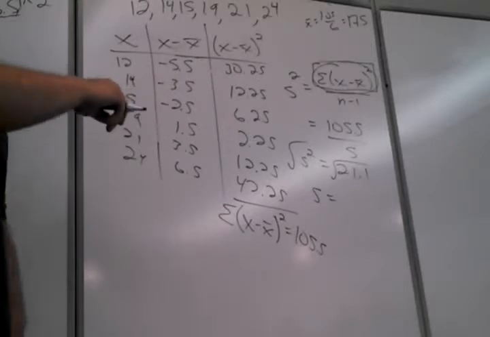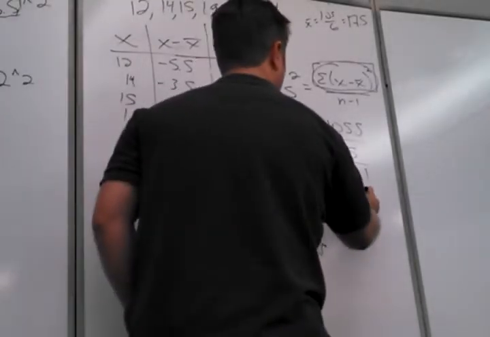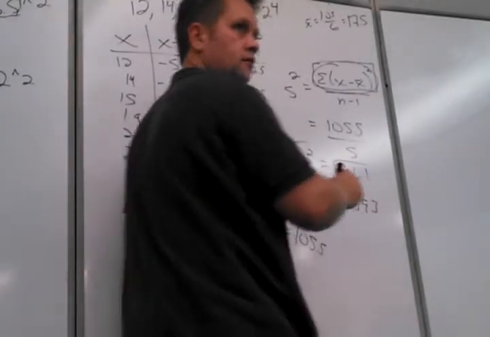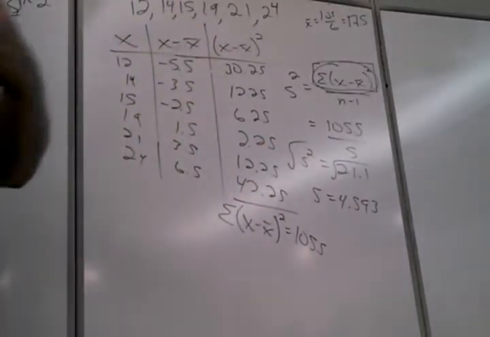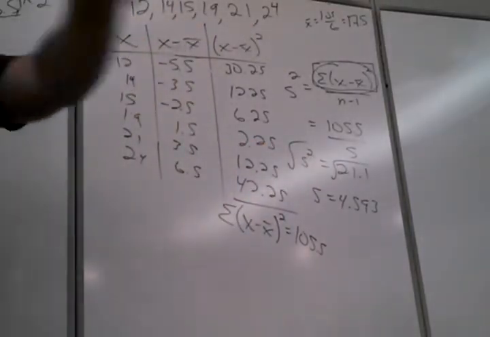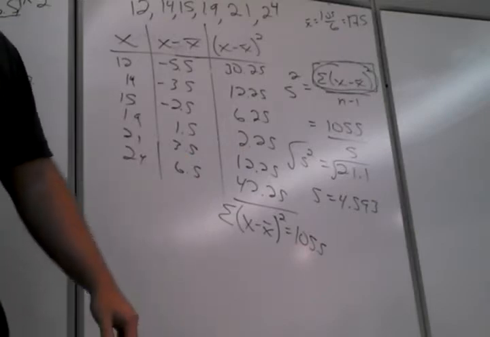Oh, 4.593 standard deviations. 4.593. Okay. So remember, a standard deviation has to have at least 3 decimal places. I will take points off if it doesn't.